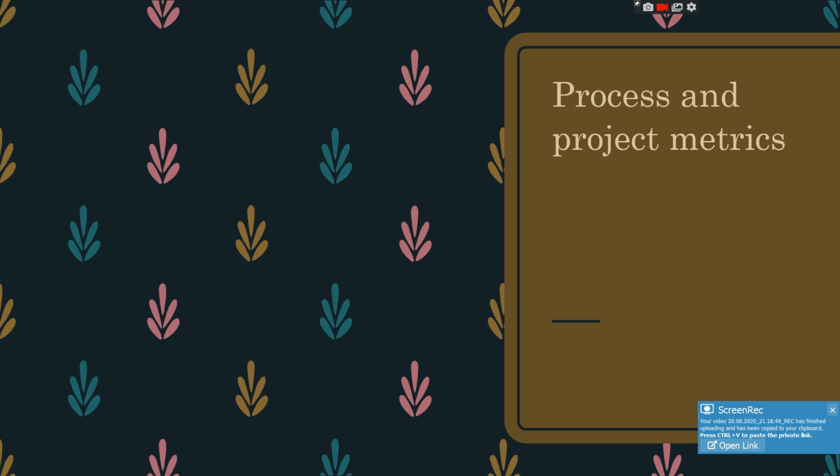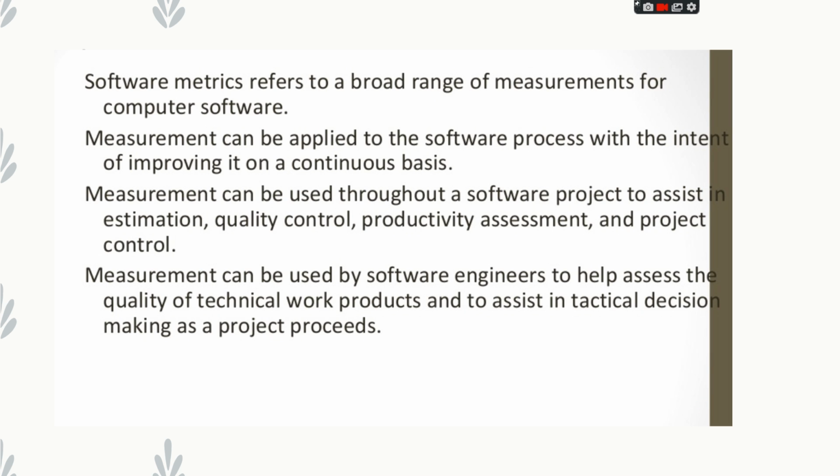In today's class, we'll be learning about process and project metrics. Software metrics refers to a broad range of measurements for computer software. It is applied to the software process with the intent of improving it on a continuous basis. It is used throughout a software project to help in estimation, quality control, product assessment, and control of the project. It is used by software engineers to assess the quality of technical work products, and it also assists in tactical decision making as the project proceeds further.